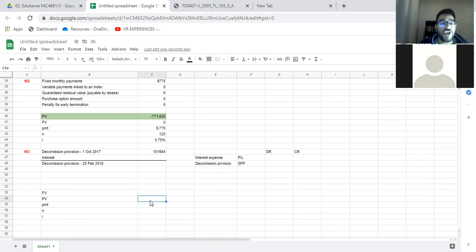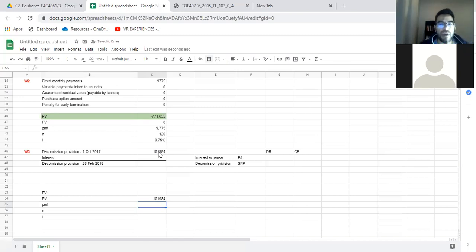So I am at 1 October 2017, and I want to get to the value at 28 February 2018. If I'm going forward, that is future value. If I'm going backwards, that is present value. So because I have 1 October's number, and I want to go to 28 February 2018, I'm moving forward. That is why I want to calculate the future value. So the present value I have is 101,184.